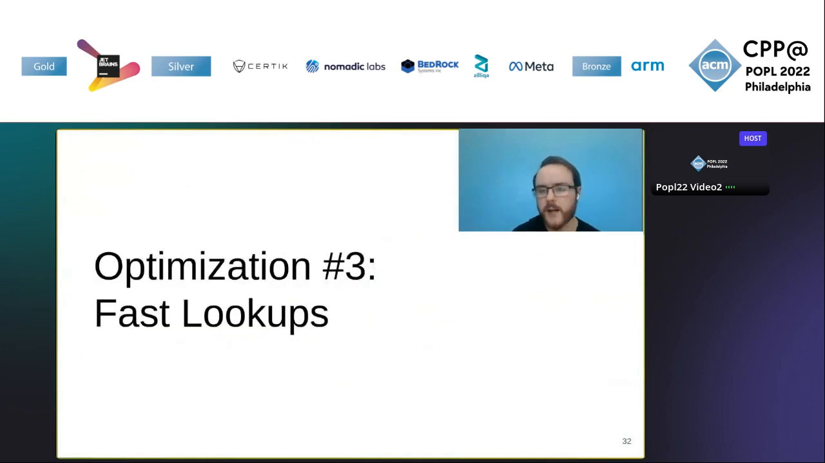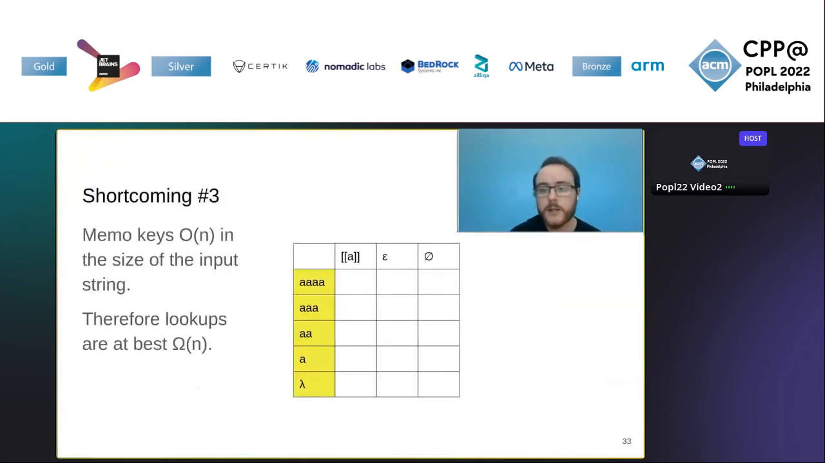So the next optimization has to do with the way we are representing our memo keys. Each of the row labels you see highlighted is a suffix of the input string. So these keys are linear in the size of the input string. And in order to do lookups, we have to read these keys. So at best, the performance for a lookup is big omega of n. So what we're going to do is we're going to represent these keys more efficiently.